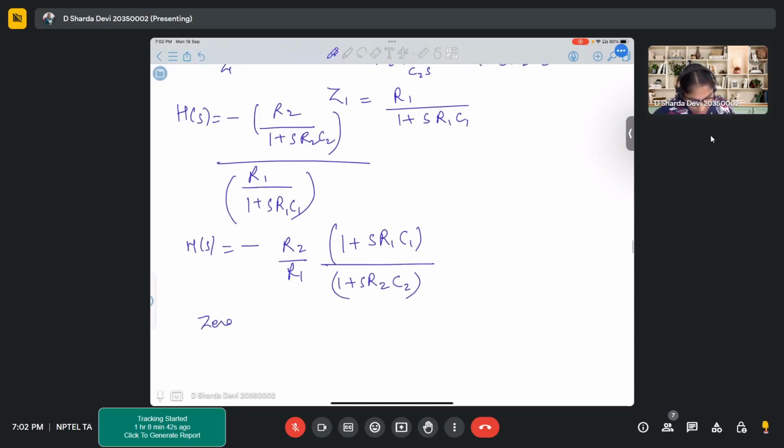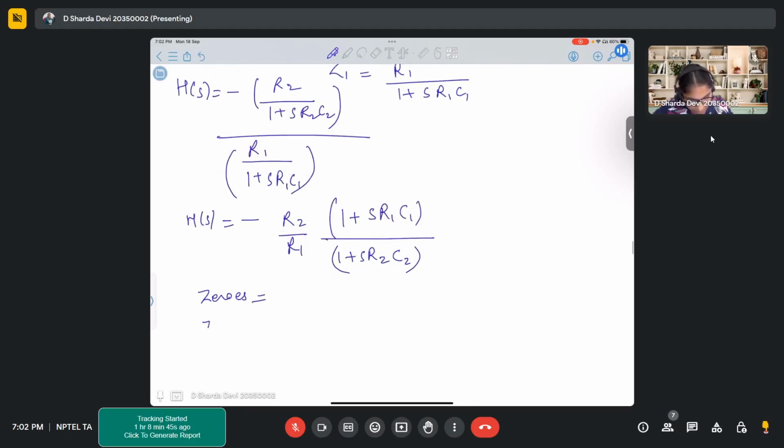So what will be the value of the zero and what will be the value of the pole over here? The numerator gives the zero and the denominator gives the pole. So what is the numerator? 1 plus S R1 C1 should be equal to 0, so the zero is minus 1 upon R1 C1. Then you will get the pole as minus 1 upon R2 C2.